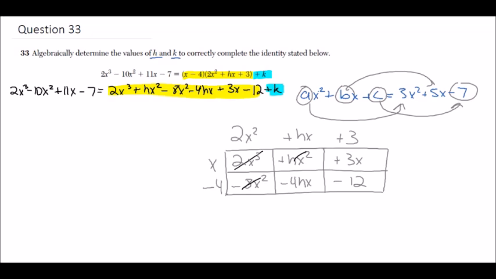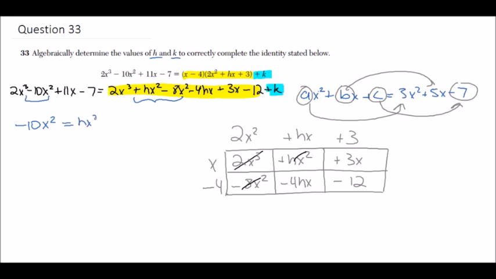So let's take a look here. We have our coefficient of x cubed, which is 2, and our coefficient of x cubed here is also 2. That's good, but it doesn't really help us solve anything. So let's take a look at the coefficient of x squared. The coefficient of x squared is negative 10. So we have negative 10x squared must equal the coefficient of x squared on this side using this concept.